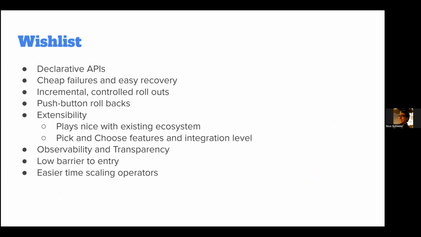I would like cheaper failures and an easy recovery, because we have a lot of teams that just start out working with operators, and when they push things to prod, it might not always work, right? Incremental and controlled rollouts, so things get rolled out step by step. Think about it. You first need to install custom resource definitions, then you might boot up the first components, then you do a database migration, and it takes a while to finish, right? So there's kind of a controlled process.